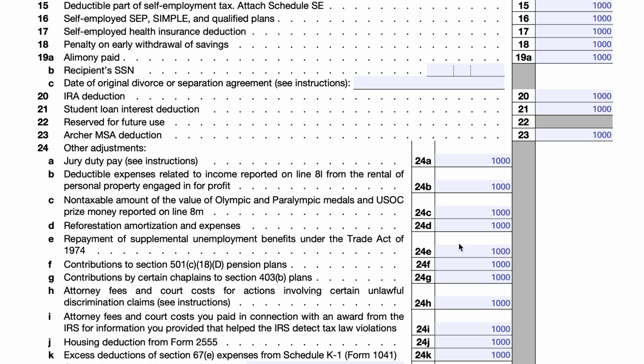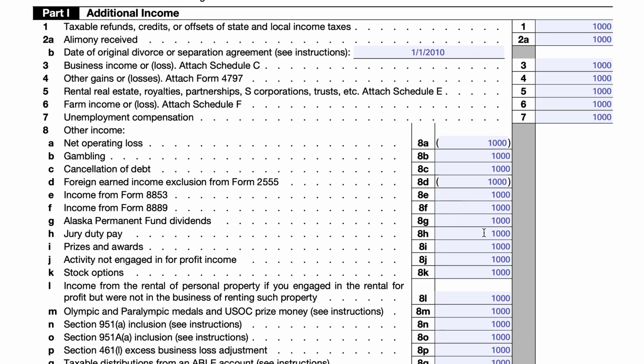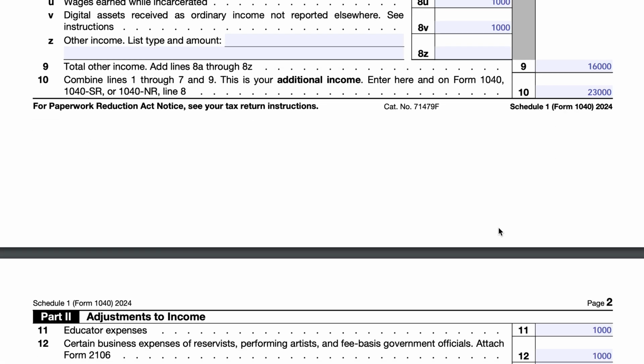If you turned around and gave your jury duty pay to your employer, you don't have to pay taxes on it. You can write that off. Some employers let people keep their jury duty pay. Others say, hey, we're paying you, so give us any money that the courthouse gave you. So if you give it back to your employer, you're not paying taxes on it if you report it on line 24A. So in this case, this would be a wash with line 8H up here. They would cancel each other out.